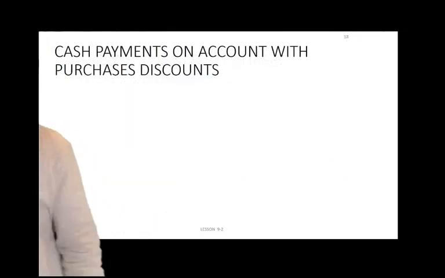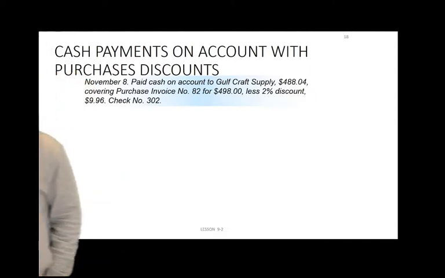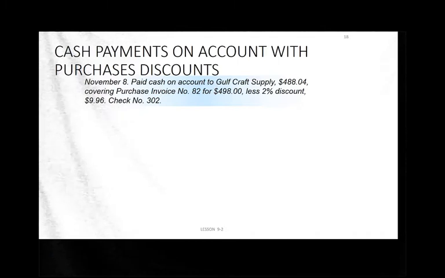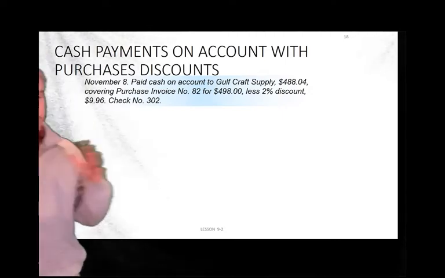Cash payments on account. So let's talk about what happens when we pay on account with a purchase discount. Sometimes when you purchase merchandise on account, your vendors will give you a discount if you pay early. It's basically an incentive to get you to pay early. In this example, we paid cash on account to Golfcraft Supply 48404, covering purchase invoice 82 for $498.80, less a 2% discount of $9.96. Check number 302. So a lot of things are happening here.